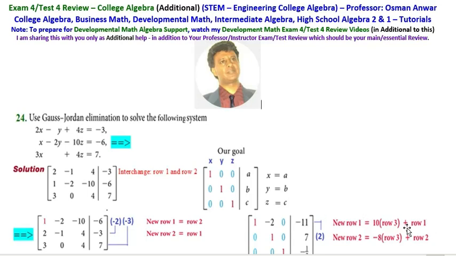So the first thing is we need 1 at the top. So we can interchange row number 1 and number 2. Then row number 1 will be 1, minus 2, minus 10, minus 6. Row number 2 will be 2, minus 1, 4 and minus 3. And row number 3 will be as it is, 3, 0, 4, 7. Then we need 0 below 1, 0, 0.